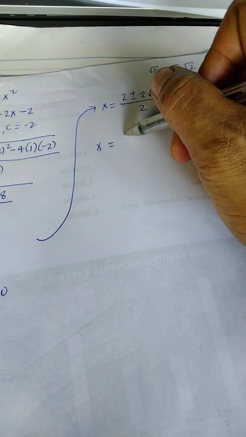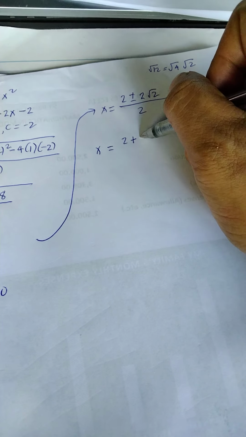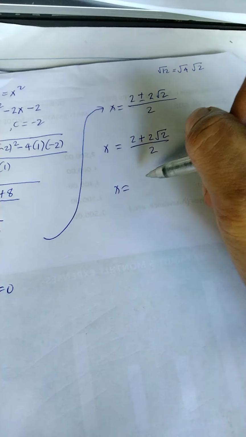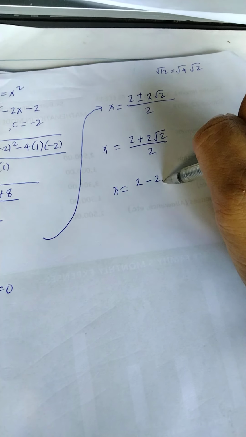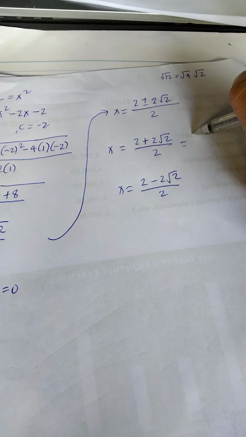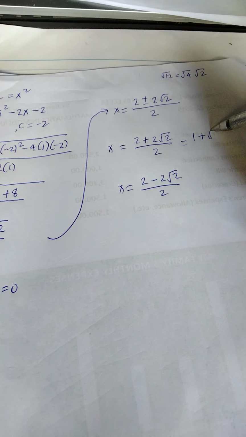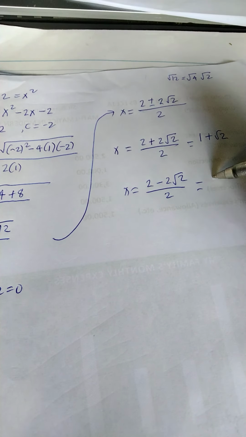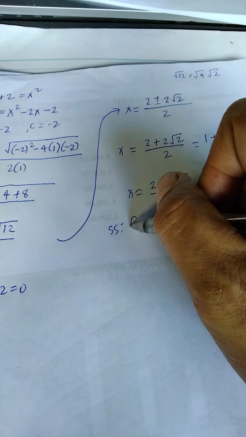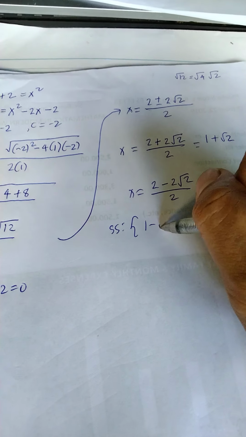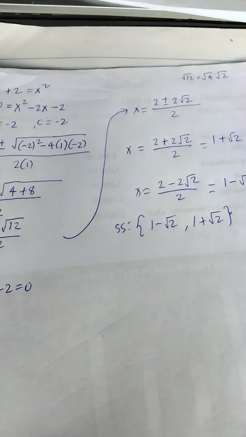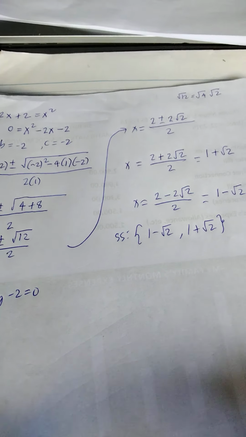X is equal to 2 plus 2 square root of 2 over 2. And x is equal to 2 minus 2 square root of 2 over 2. Or this is equivalent to 1 plus square root of 2. This is 1 minus square root of 2. So, our solution set would be 1 minus square root of 2 and 1 plus square root of 2. So, dali ra kay siya, class, no?